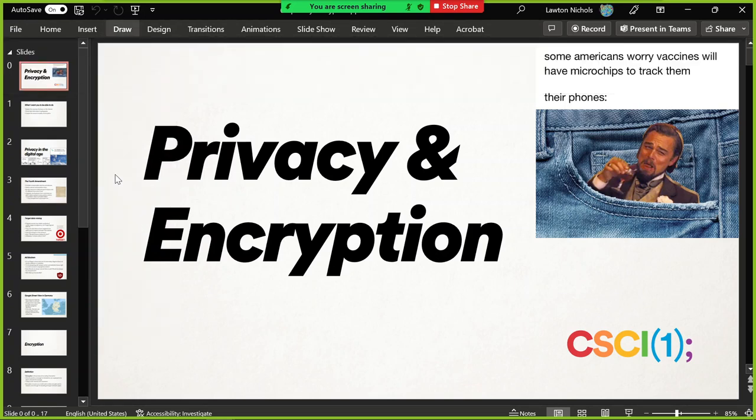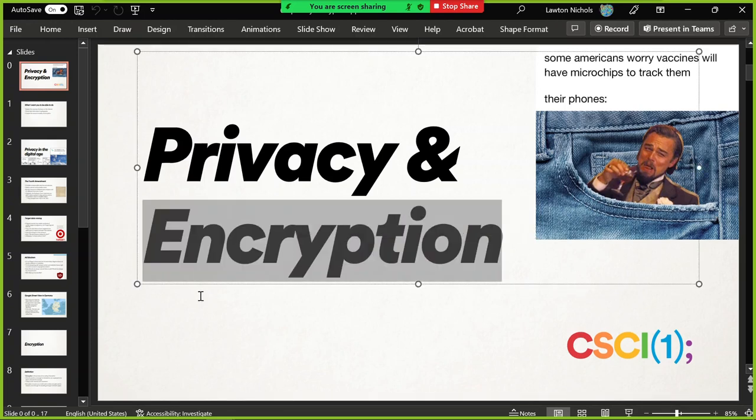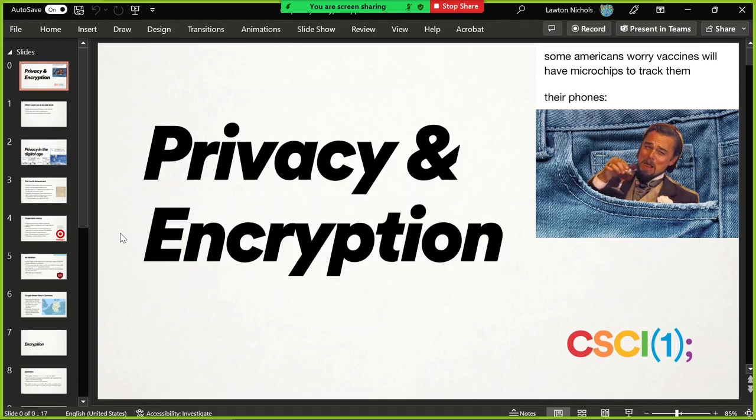Obviously, we live in the digital age. We are using things that are connected all the time, our phones, our computers. How do we remain private? Do we even have a right to privacy on the internet? And if we do want to stay private, how do we ensure that our information that's transmitted across the school's internet fiber line or your home's Comcast cable line all the way to where you want it to go without anybody snooping on it? So let's talk about all that.